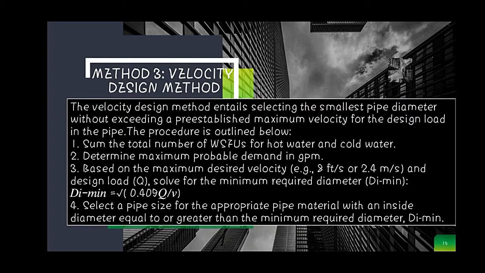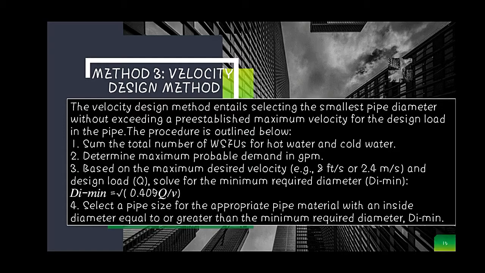Moving on to the third method, the velocity design method. The velocity design method entails selecting the smallest pipe diameter without exceeding a pre-established maximum velocity for the design loads in the pipe. The procedure is outlined below. First, sum the total number of SFUs for hot water and cold water. Then, determine the maximum probable demand in gallon per minute.